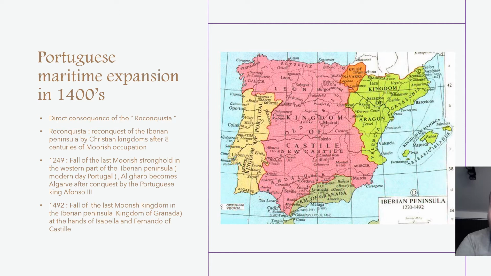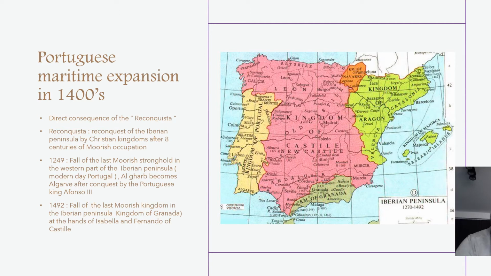So King Afonso III conquered the southern region of Portugal, which is now, if you look at the map, Algarve. If you look at my presentation, you will see the name Algarve, which was the Muslim name given to the southern part of Portugal. And so yes, King Afonso III was the one that conquered Algarve.